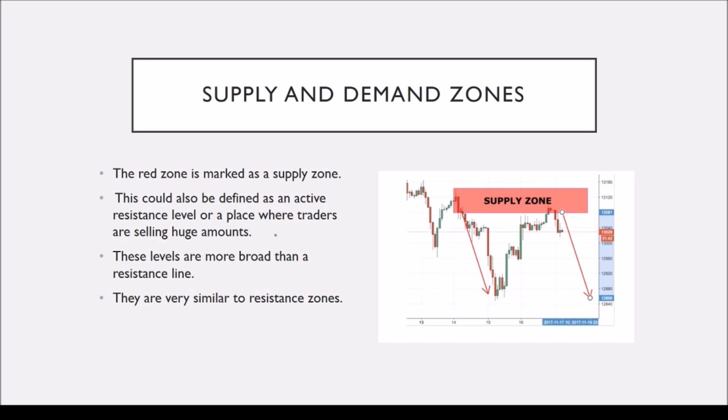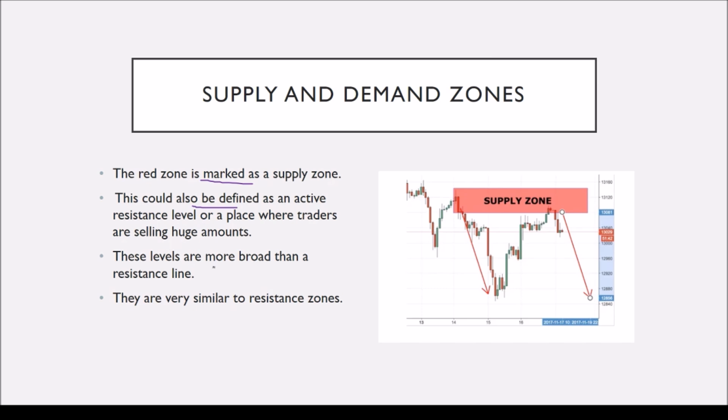So, the first question is, what are supply and demand zones? We are going to define the supply zone first and later define the demand zones. The red zone is marked as a supply zone. This could be defined as an active resistance area or a place where traders are selling huge amounts.